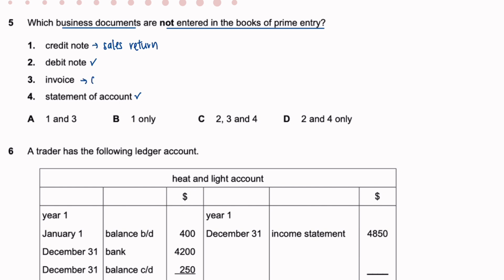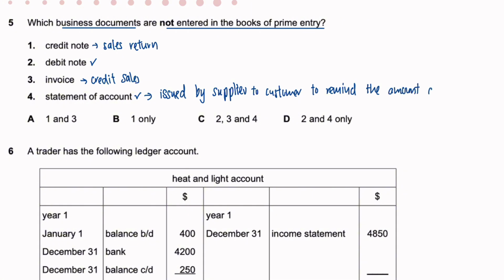And then the invoice is to record credit sales. Again, credit sales are put into the sales journal, obviously, and the credit note is for the sales return journal. And then moving on to the statement of account. This is a summary of account issued by the supplier to the customer, to remind the business of the amount due at the end of the month. So both debit notes and statements of account are not recorded in the books of prime entry.